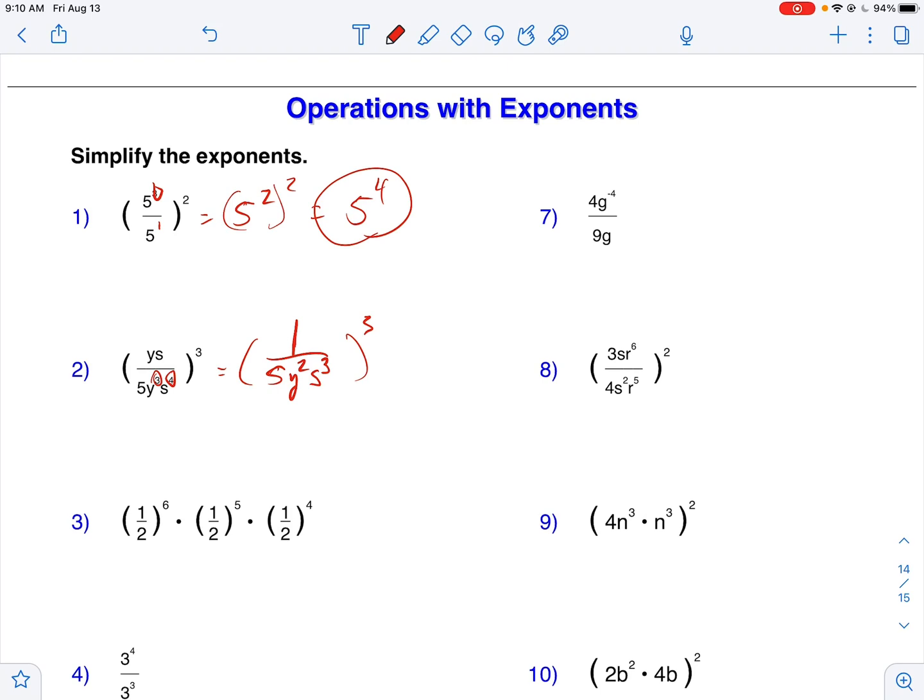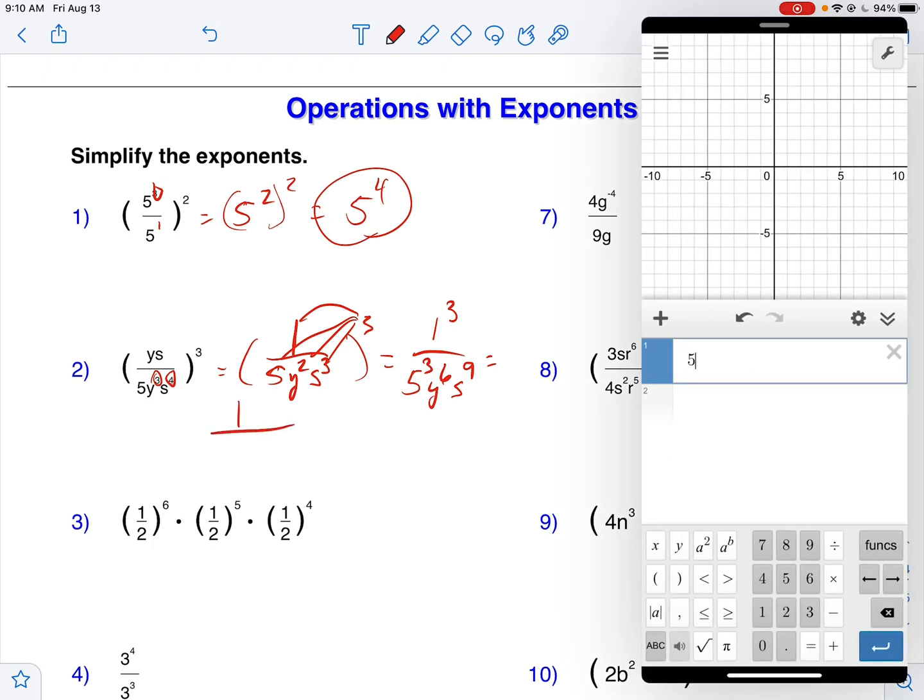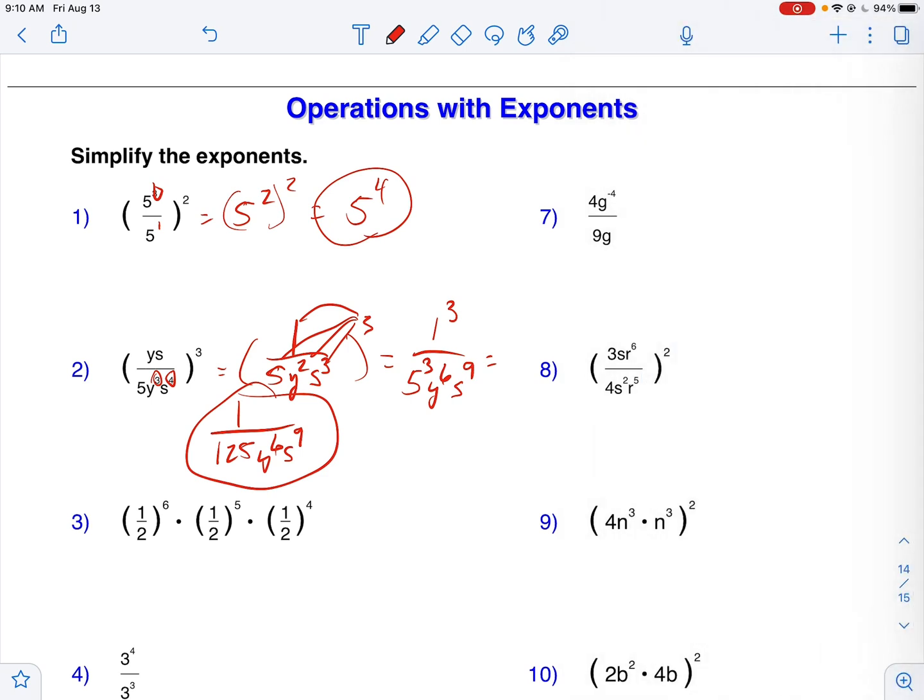That leaves me with a 1 up top. The 3 goes to everybody. So that becomes 1 to the 3rd, 5 to the 3rd, y to the 6th, s to the 9th, which is 1 over, double check, 5 to the 3rd should be 125, 125, y6, s9. 4 divided by 9 doesn't, so it just stays 4 and 9. This is going to move. There's already 1 down here, so it becomes g to the 5th.